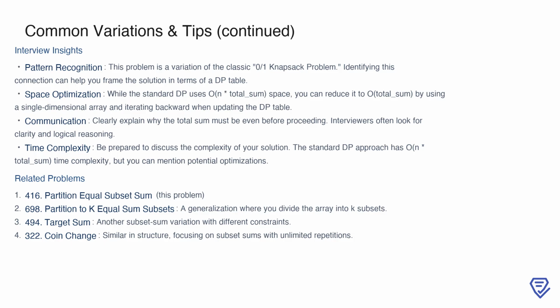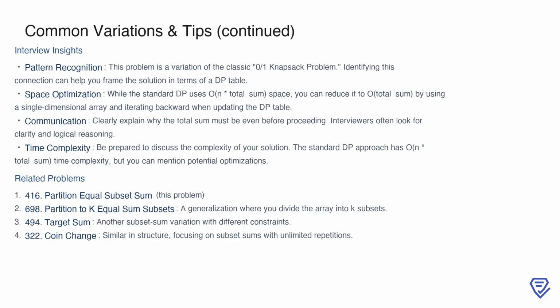Now, let's focus on some practical insights, especially useful in interviews. This problem is a variation of the classic 0/1 knapsack problem, and recognizing this pattern can help you approach the solution logically. For instance, framing the problem in terms of a dynamic programming table is a direct application of knapsack techniques. Additionally, you can optimize space usage. While the standard DP approach uses O(n * total_sum) space, it's possible to bring this down to O(total_sum) by using a one-dimensional array and updating it in reverse.